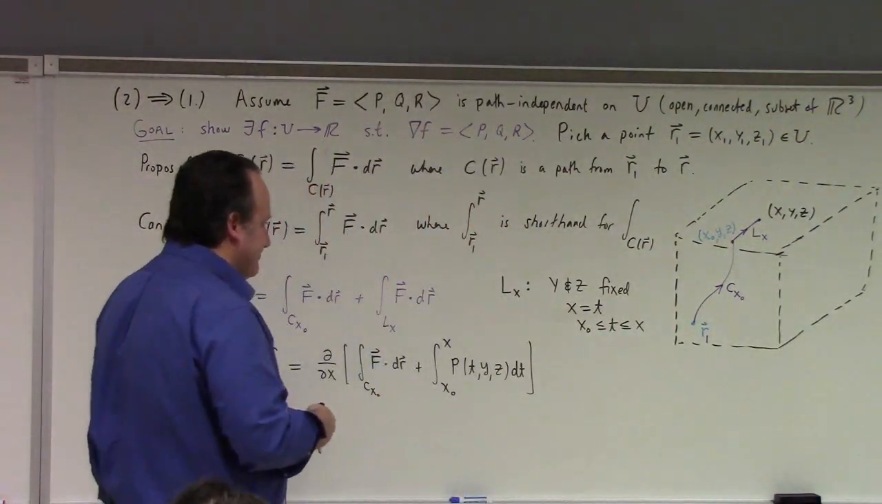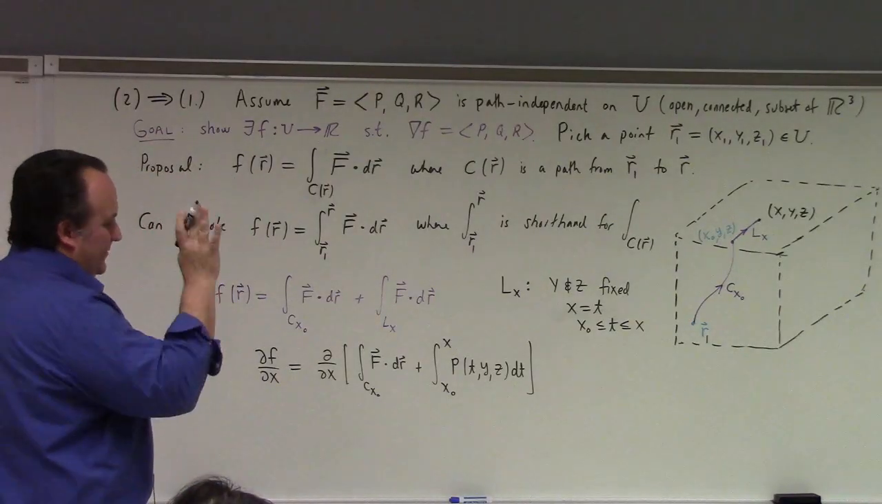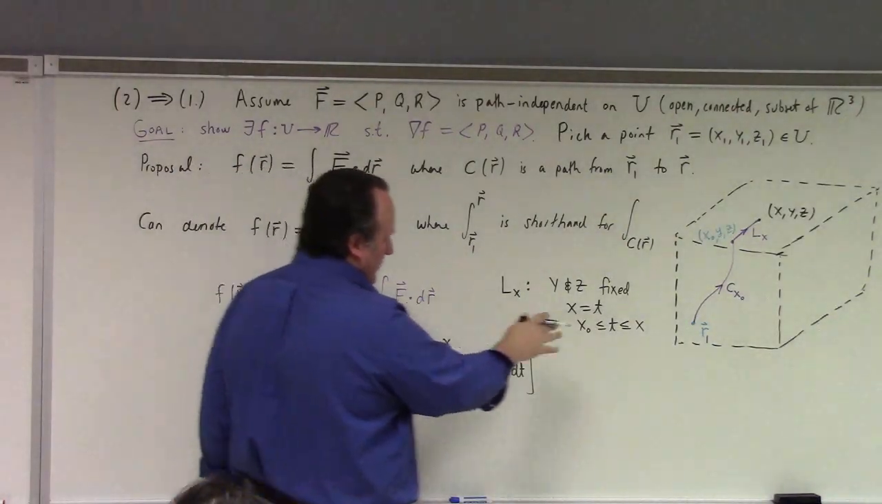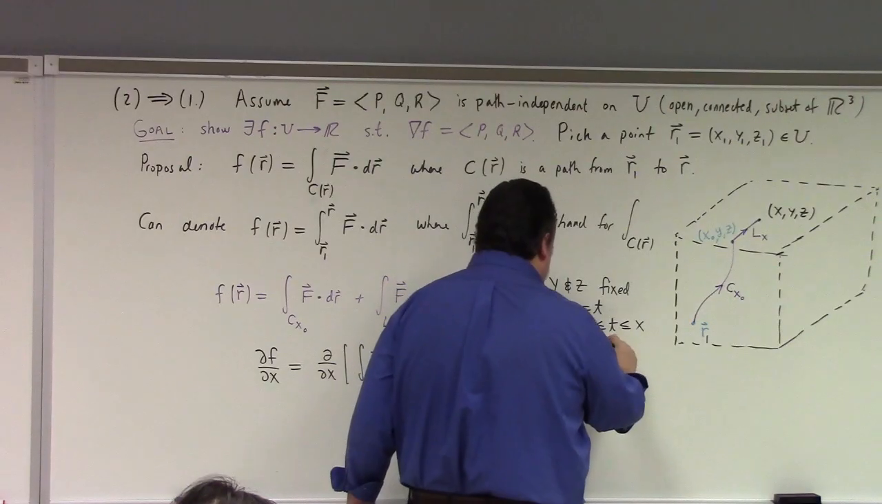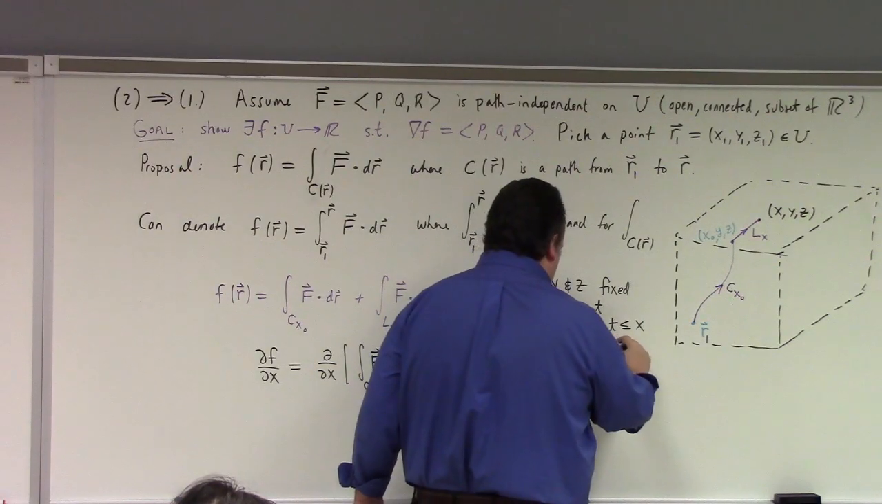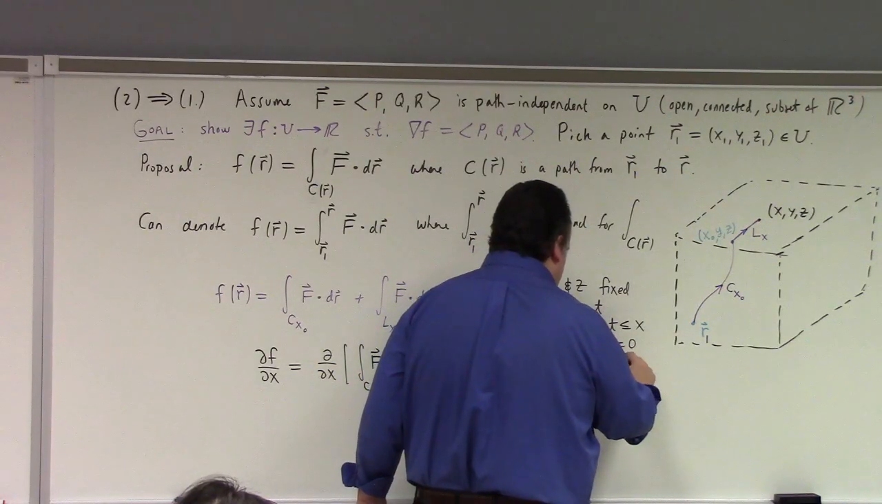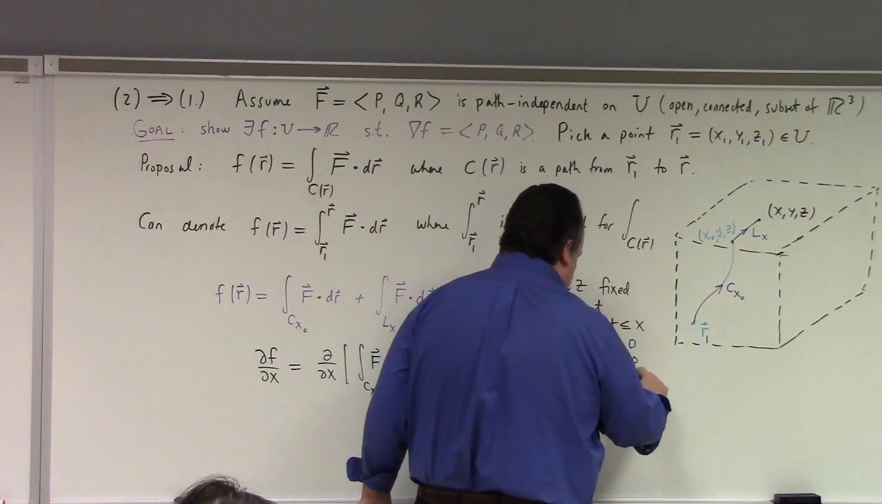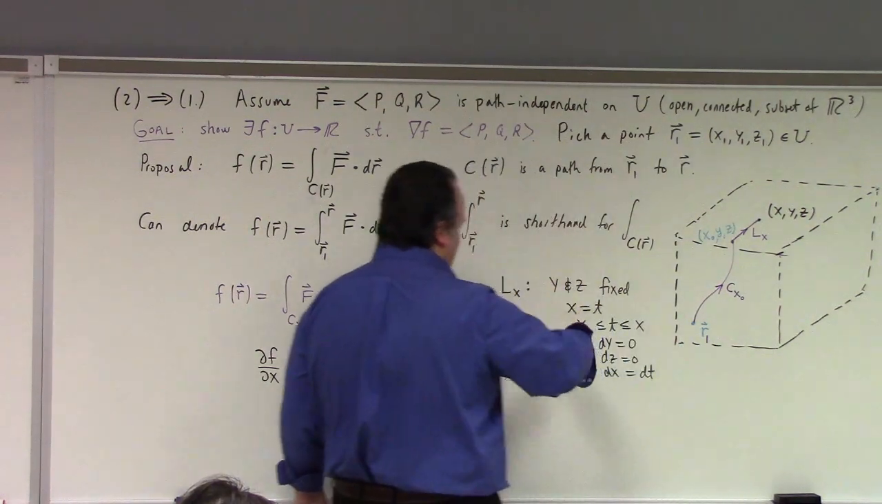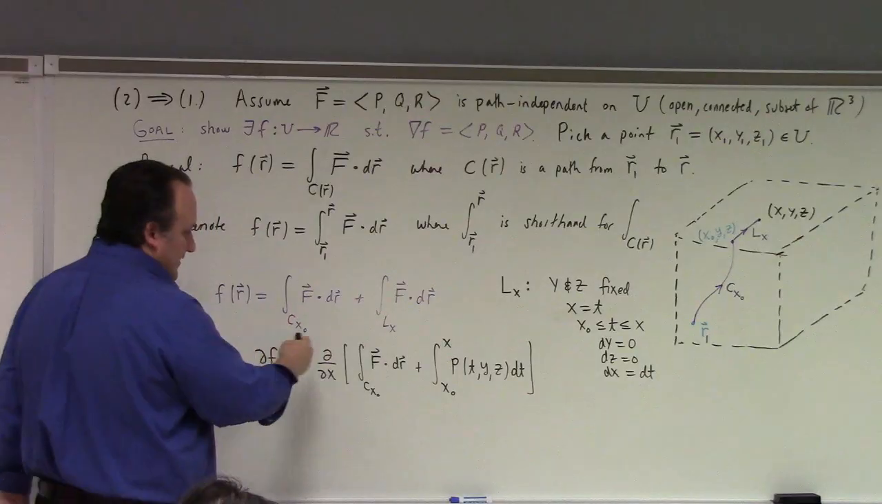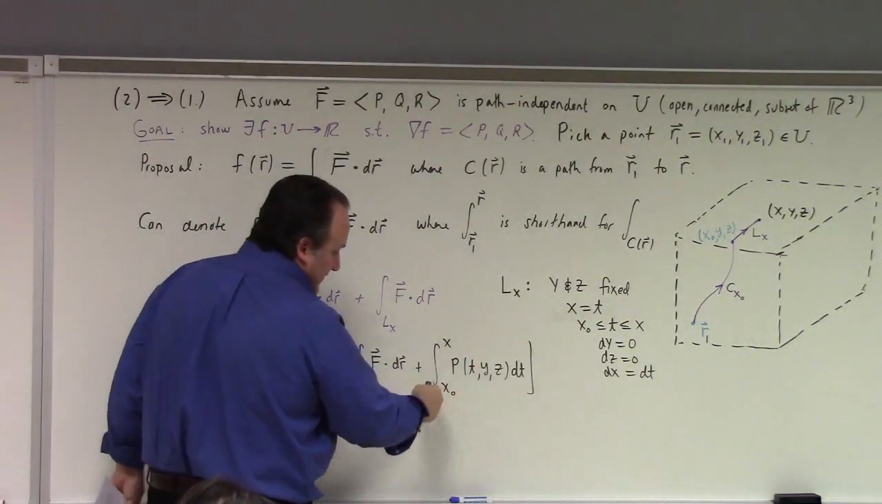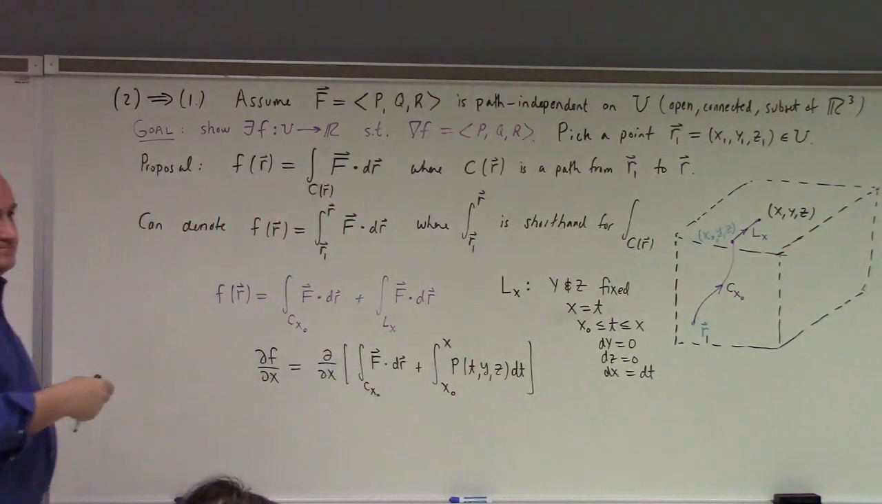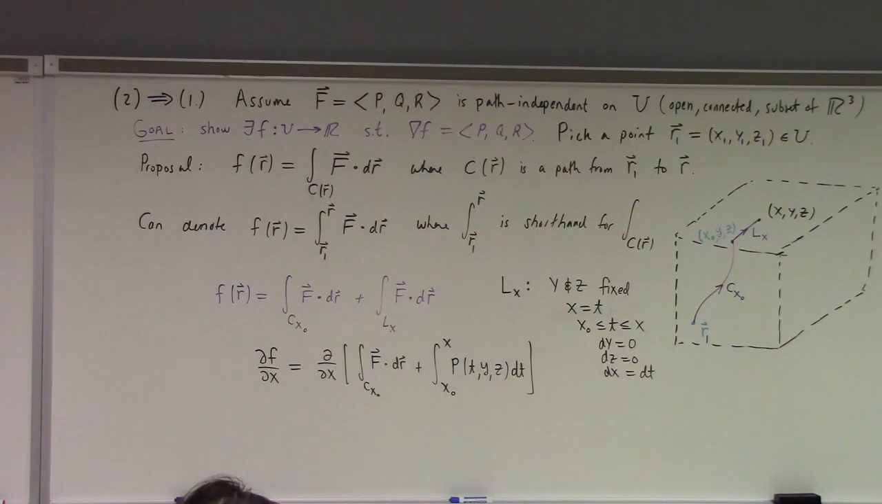But anyway, let me move on. So the point here is that dy is 0 and dz is 0 and dx is just equal to dt along that line segment, right? So the line integral along L sub x just simplifies to the p component because we're not varying y and z along that line segment, right?